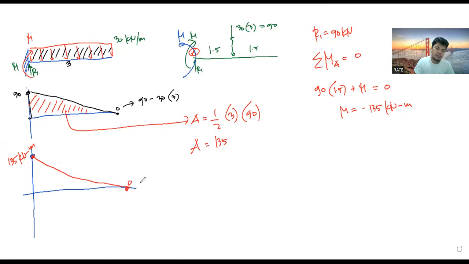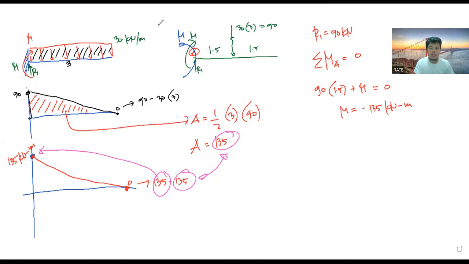So again, you will end up with 0 if you have the correct answer. So this 135 here and this one is the same, whereas this one is the maximum moment. And then this would be the maximum shear force, 90.